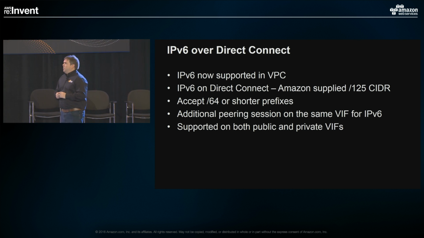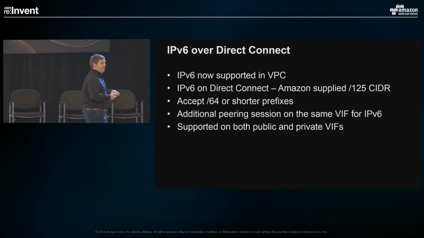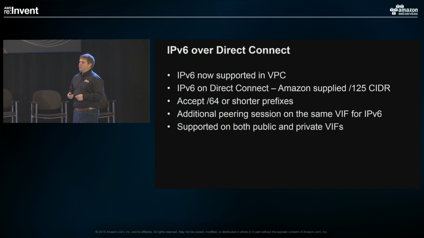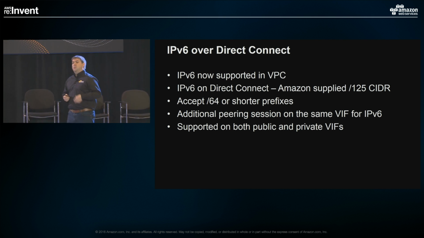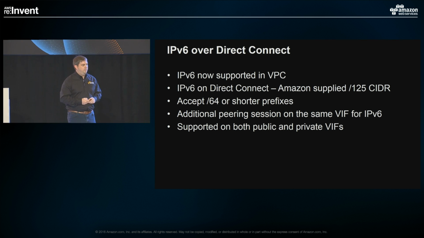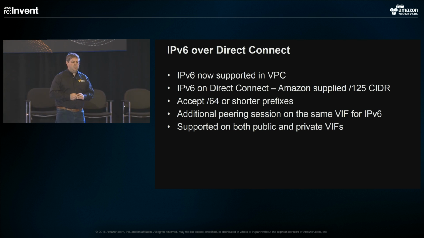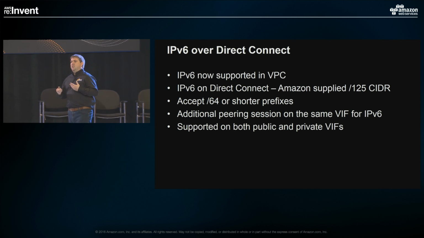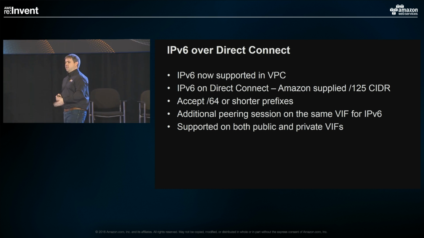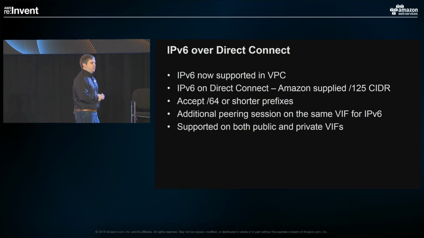So when you create an IPv6-based peering session on a virtual interface, we're going to be supplying you with a /125 CIDR block for that particular connection. You won't be defining your own IPv6 addresses for the connection. If you haven't seen, also within VPC, again, we'll be assigning you address space from Amazon's IPv6 allocation. We will accept /64 or shorter prefixes from you over the BGP session. And the way this works is it's actually an additional peering session on top of your existing virtual interface. So you'll have an IPv4 peering session and an IPv6 peering session. And it is supported on both public and private virtual interfaces.